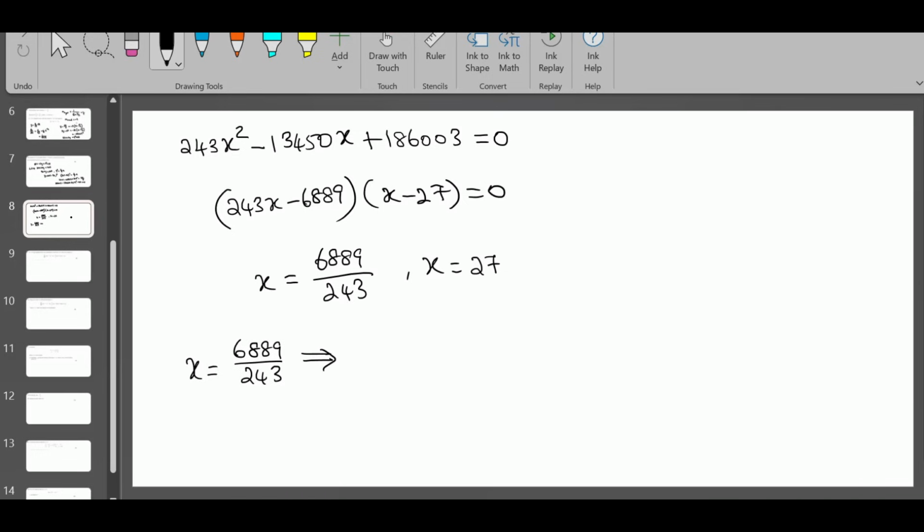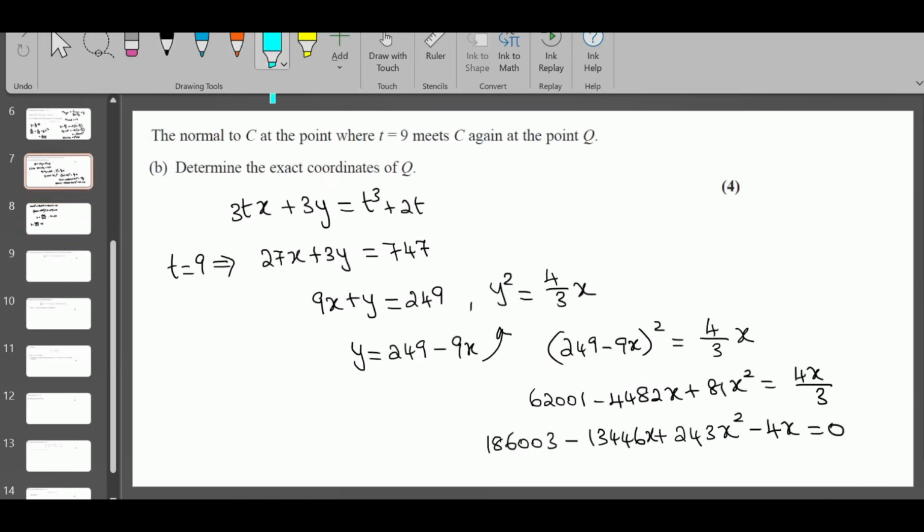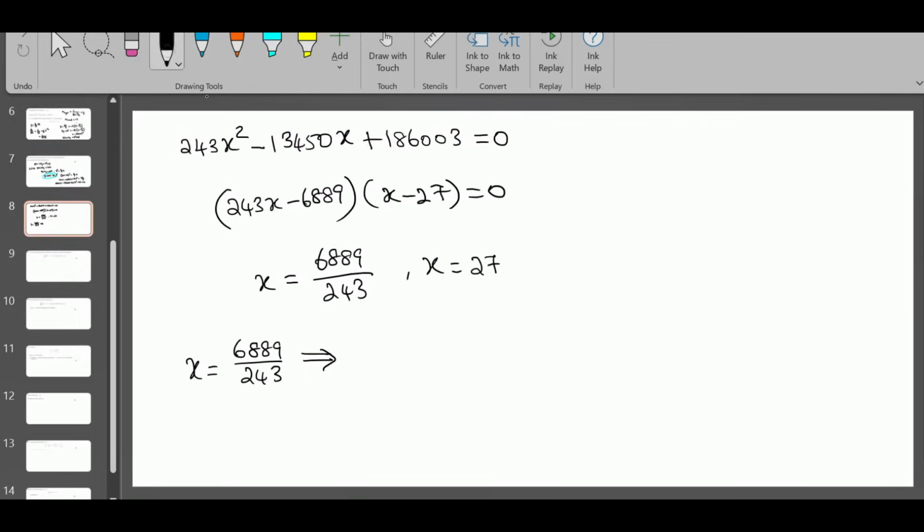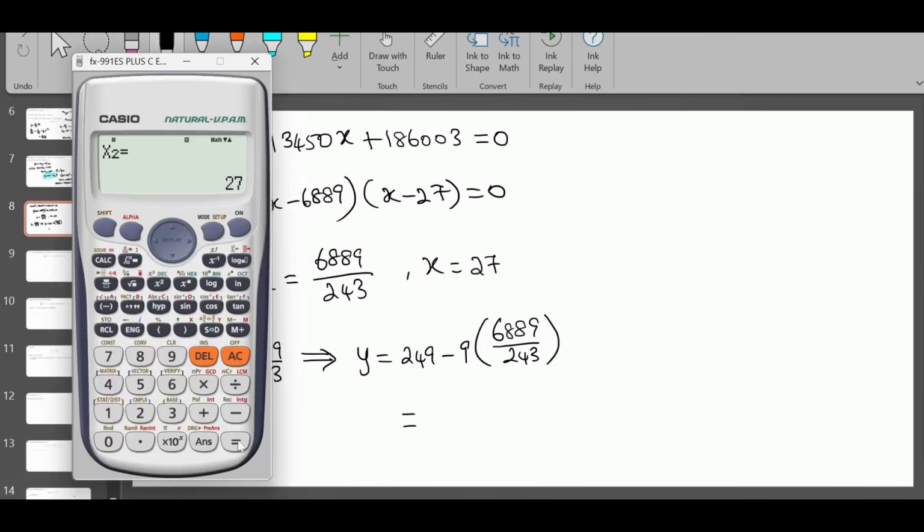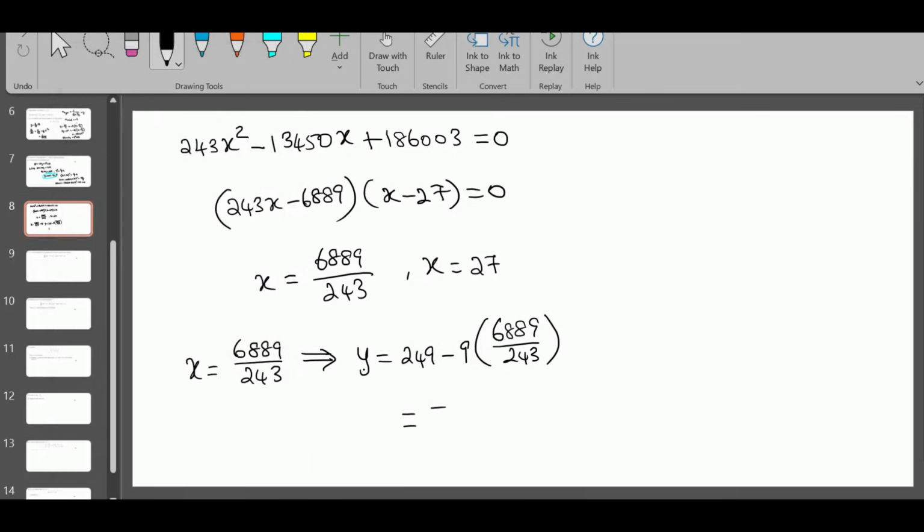Now we need to find y using this equation: y is equal to 249 minus 9 times x. That would be the y coordinate. 249 minus 9 times 6889 over 243, which is minus 166 over 27.